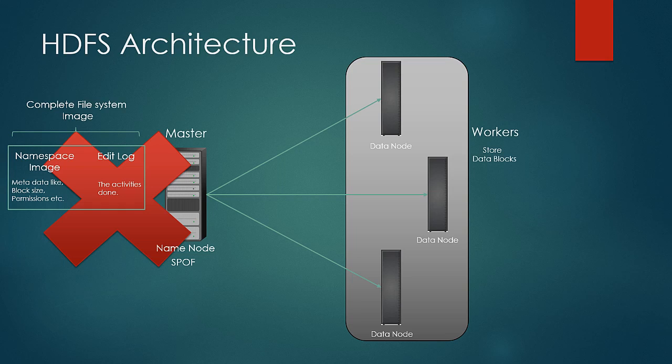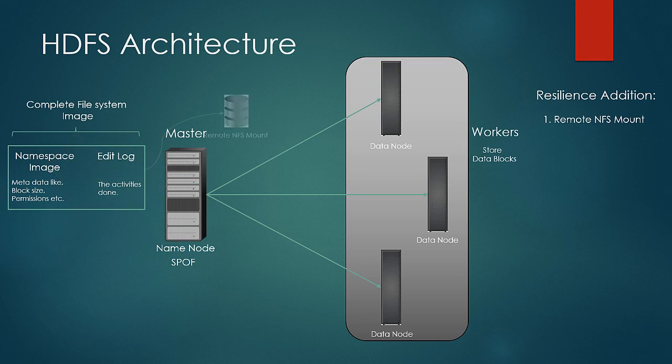To counter those situations, the following resilient addition is done. The namespace image and edit logs are transferred to a highly available remote interface mount by name node from time to time. Additionally, secondary name node is also added. Do not confuse it to be like another name node. This is considered to be one of the naming blunders in Hadoop. Secondary name node doesn't function like name node.